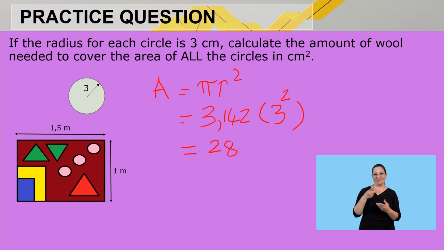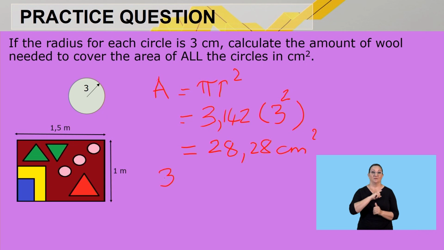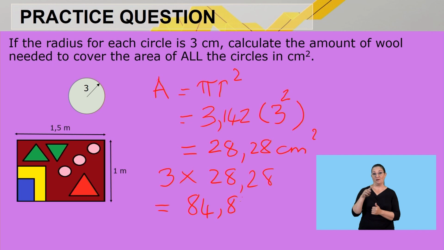and that will give us an area of 28,28 centimeters squared. But now that is for one circle. We need to calculate all 3 of them. So therefore we're going to say 3 times 28,28, and then that is 84,84 centimeters squared.